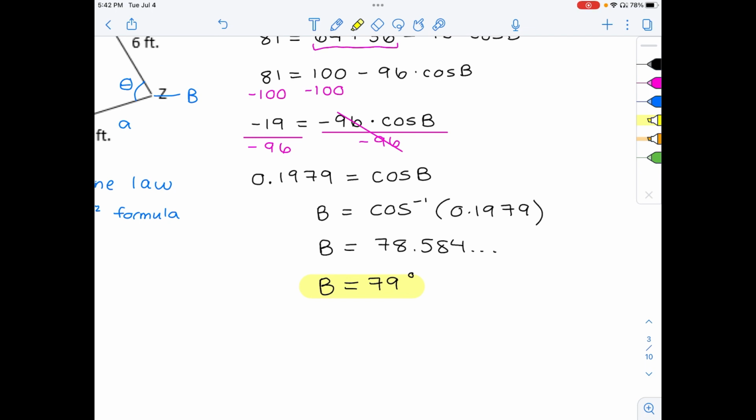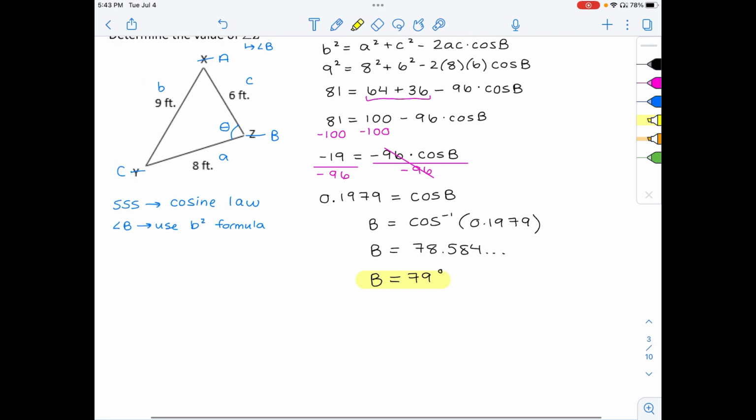Now, I want to show one more example in case you are curious what happens if the angle ends up being obtuse. In the previous case, the angle is 79 degrees. It's smaller than 90 degrees, so it ended up working out fine. We didn't necessarily have to worry about it being the biggest angle, and you'll notice that here the decimal that we calculated was positive.